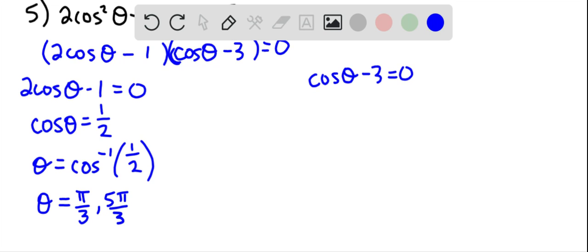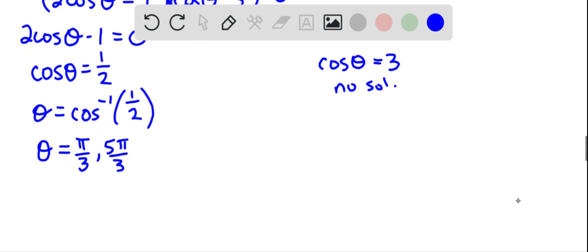Okay, and then for the second one, let's add 3 to both sides. And now we go, wait a minute. That's not possible. You can't have cosine equal to 3 because the cosine graph only goes up to a height of 1 and down to a height of -1. So that part has no solution. That means we're just left with the solutions we got from the first part.